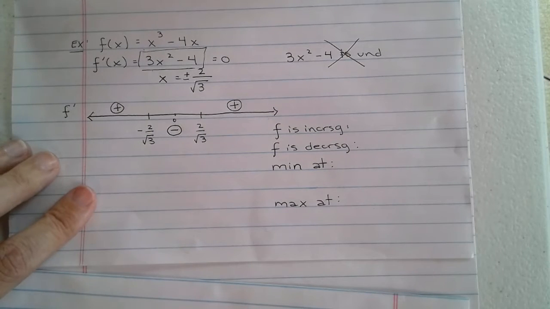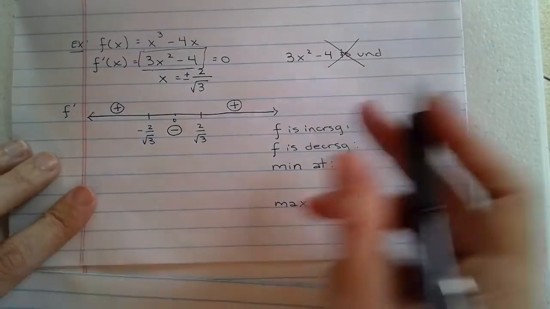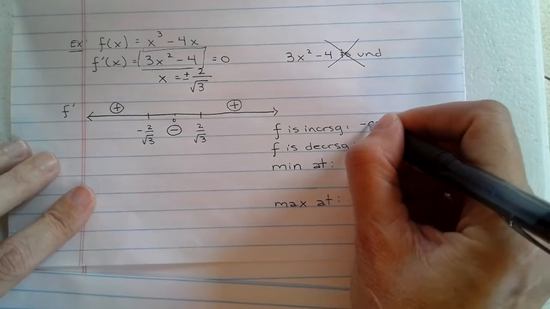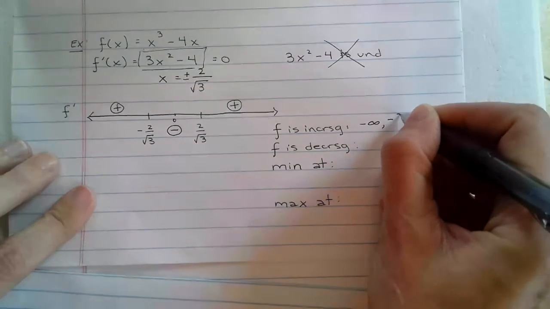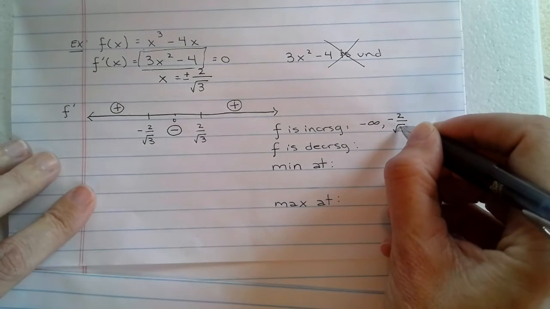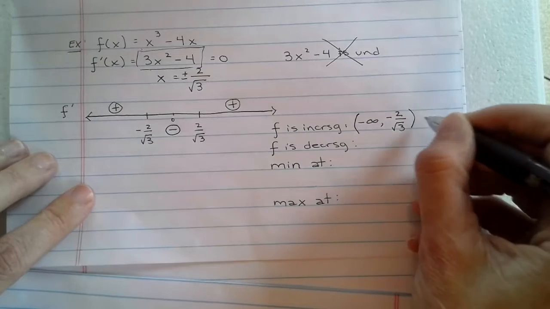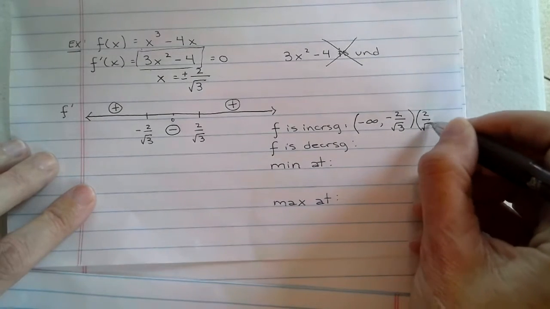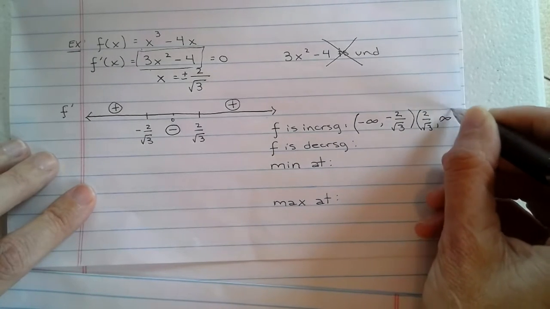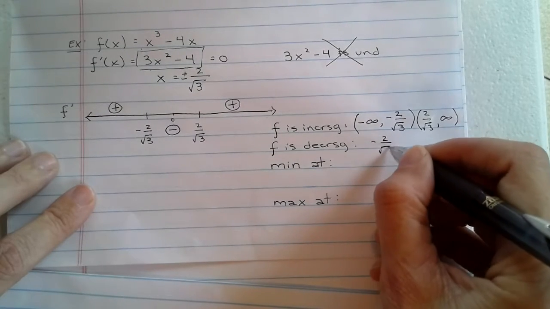Okay, I'm getting that f is increasing, has positive slopes, on negative infinity to negative 2 over root 3. And then again at 2 over root 3 to infinity. And it's decreasing in between those.